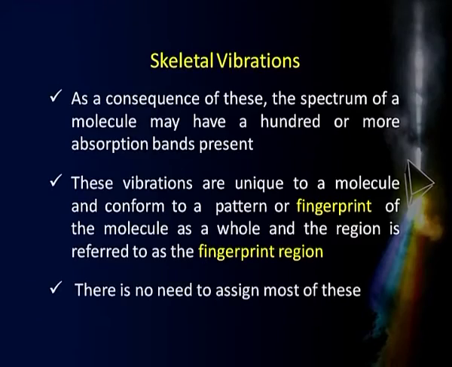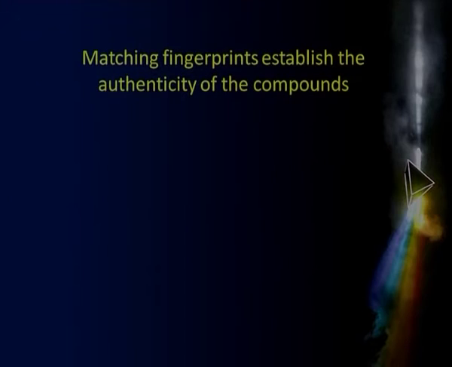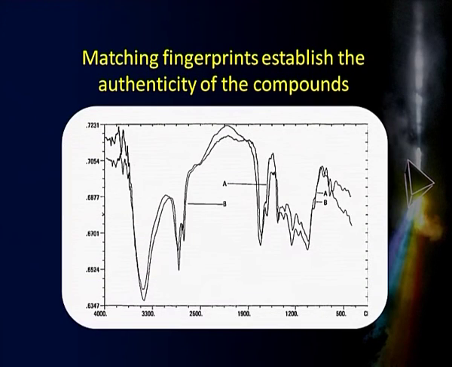Though there are a large number of bands in this region, you do not need to assign each one of them. We make use of the region as a whole. How do we do that? One of the ways of using this fingerprint region is this: suppose I have a natural sample of some compound A and I take its IR spectrum, which looks something like what is shown here, a representative sample. And suppose I make the same molecule in the laboratory and want to see whether I have got the same molecule or not. What do I do?